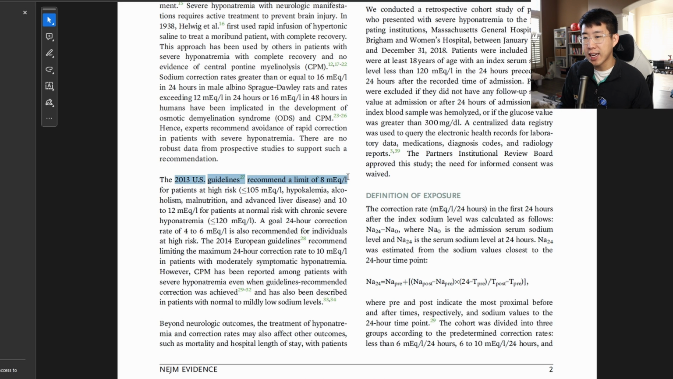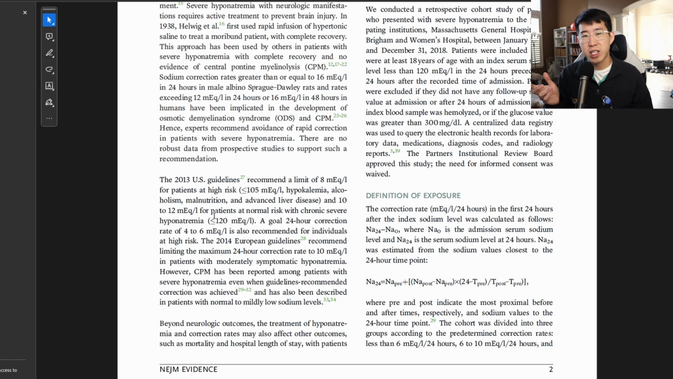of less than 8 milliequivalents per hour for patients at high risk, and 10 to 12 milliequivalents per liter per hour for 24 hours for patients at normal risk with chronic severe hyponatremia. And it's interesting to see this, because a lot of times we just do a blanket 6 to 8 milliequivalent goal for all patients, but really it should be 10 to 12 based on the guideline.